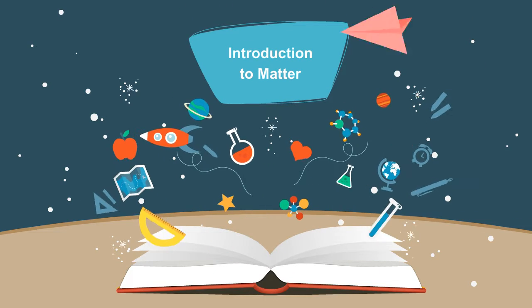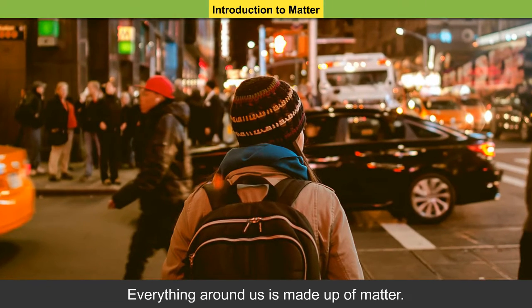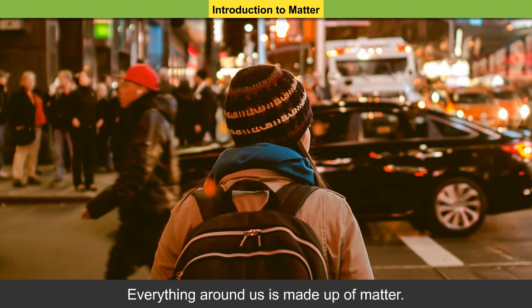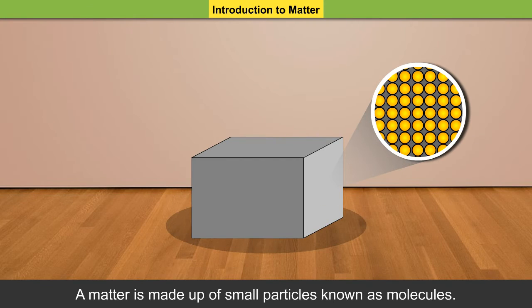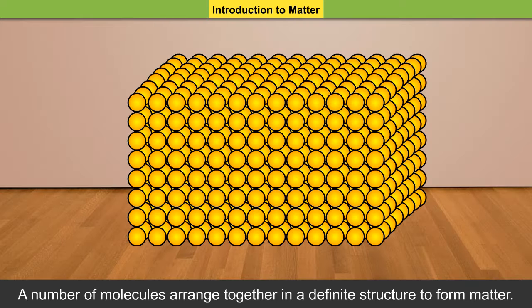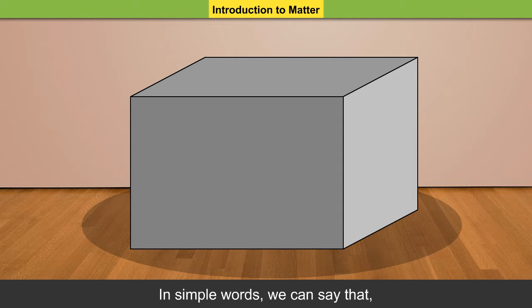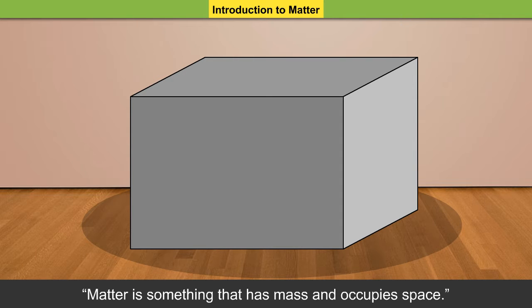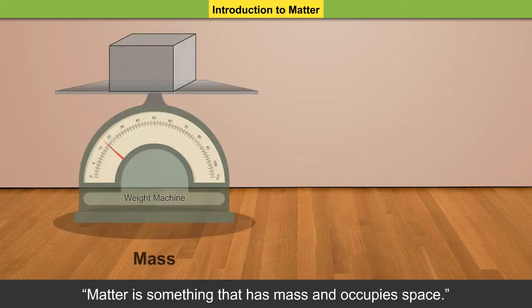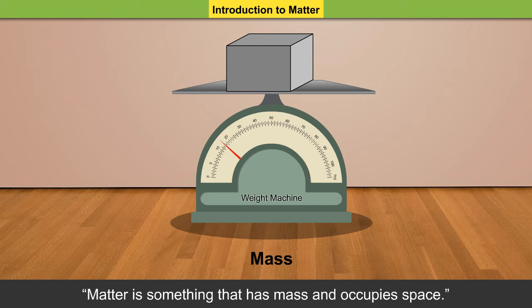Introduction to matter. Everything around us is made up of matter. Matter is made up of small particles known as molecules. A number of molecules are arranged together in a definite structure to form matter. In simple words, we can say that matter is something that has mass and occupies space.